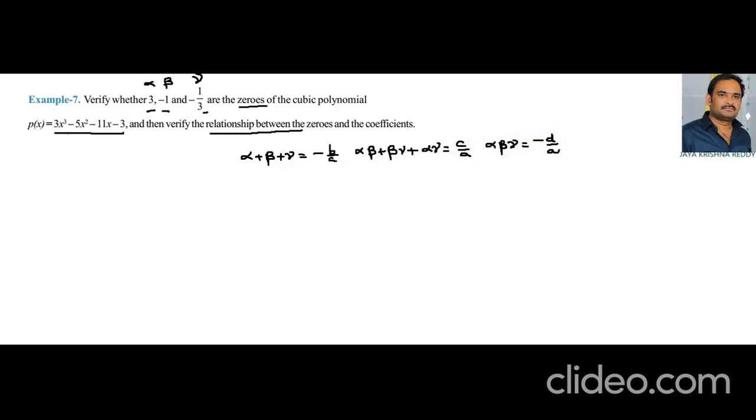Substitute the values here. The coefficient of x cube is 3, so a equals 3, and the coefficient of x square is minus 5, so b equals minus 5, and the coefficient of x is minus 11, so c is minus 11, and the constant term is minus 3, so d equals minus 3. A is 3, b is minus 5, c equals minus 11, d equals minus 3, and alpha is 3, beta is minus 1 and gamma is minus 1 by 3.